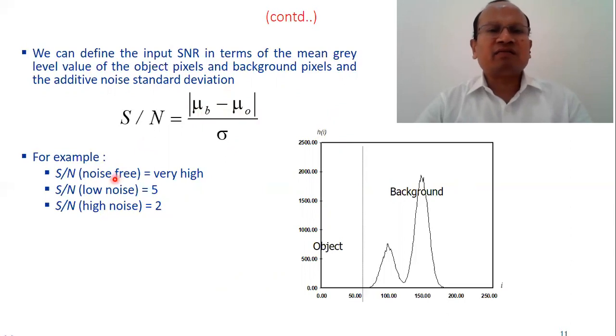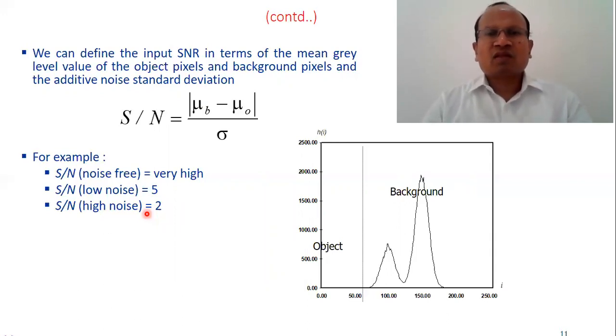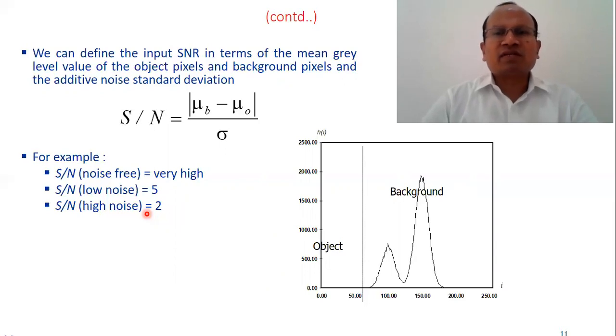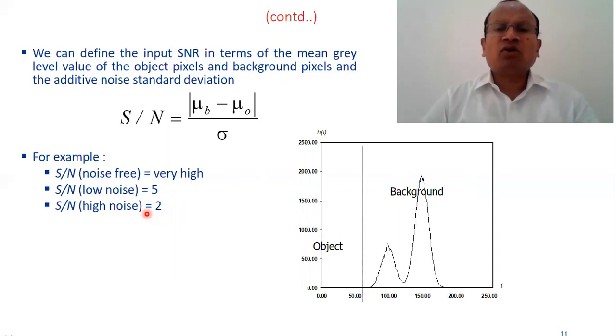Say SNR for noise free will be very high. For low noise, say 5 dB. High noise, it is decreasing. So when noise is increasing, SNR is decreasing. Noise is inversely proportional to SNR. Okay, so in that way we can clearly cluster that the background or object having different values of SNR, different values of mean, different standard deviation values, we can separate.